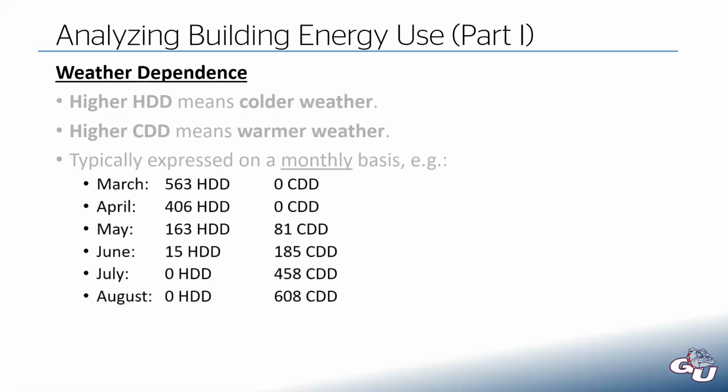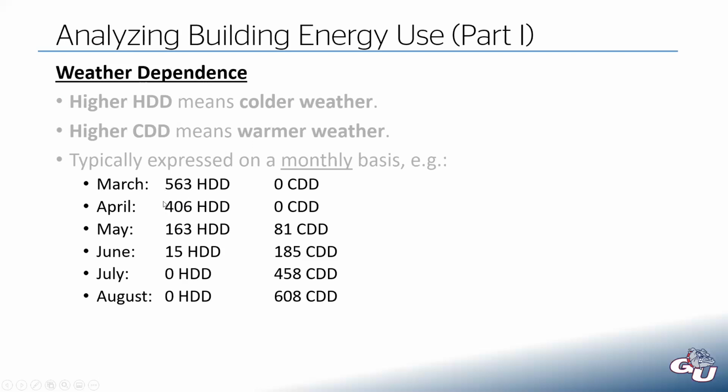So here's a sample 6 months. It's not a full year, but this kind of helps illustrate the changing of the season. So in March, we had, I'm not sure where or what year this was from, but in this example, in March, we had 563 heating degree days and no cooling degree days. So that would tell us we probably wouldn't be running our air conditioner at all in March. And then in April, we still have a significant amount of heating degree days, but it's not as bad.